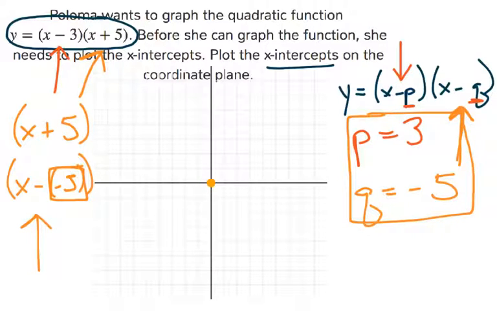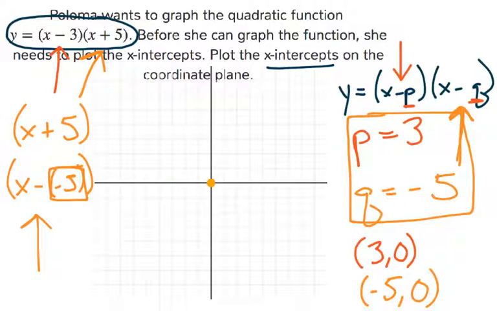If you want to see them in coordinate form, they would be (3, 0), and then the second point, q, would be (negative 5, 0). So those are the two points we need to plot.